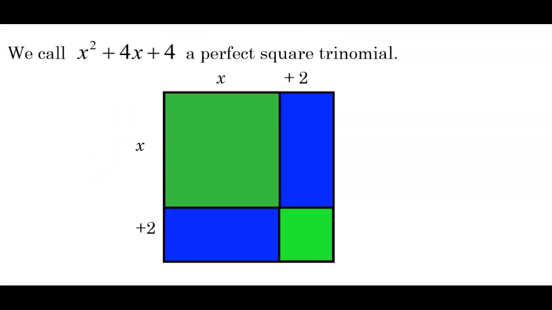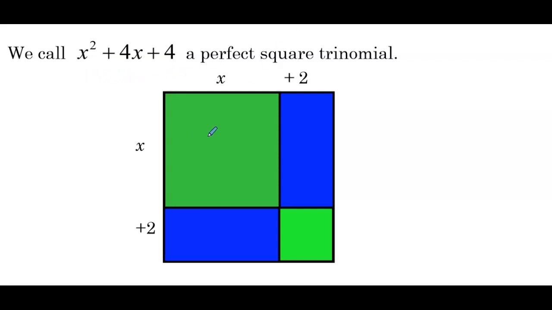That means that x squared plus 4x plus 4 is a perfect square trinomial. So algebraically, a perfect square trinomial is a trinomial that can be factored into a perfect square. In that case, it was x plus 2 quantity squared. Geometrically, that means we can create a square with a side length of x plus 2, whose area is x squared plus 4x plus 4.